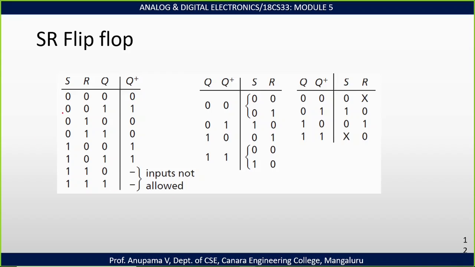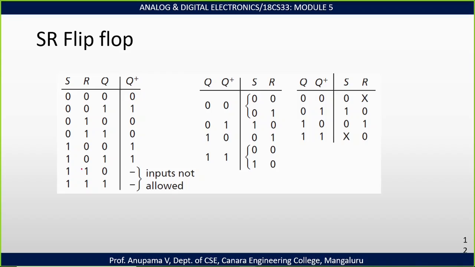Now input is 0 0. What is the output? No change state. That is, if the previous state is 0, next state is also 0. If the previous state is 1, next state is also 1. Now if the input S and R is 0 and 1, irrespective of the previous state, next state will be 0 0. If the input for S is 1 and R equal to 0, irrespective of the previous state, the next state will be 1 and 1.